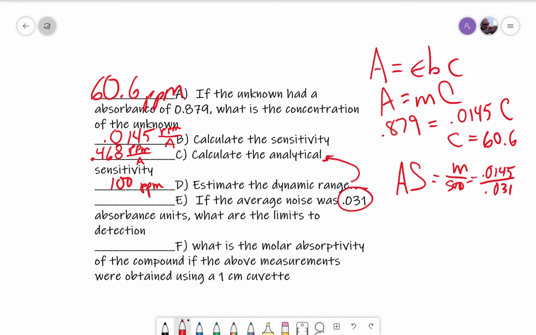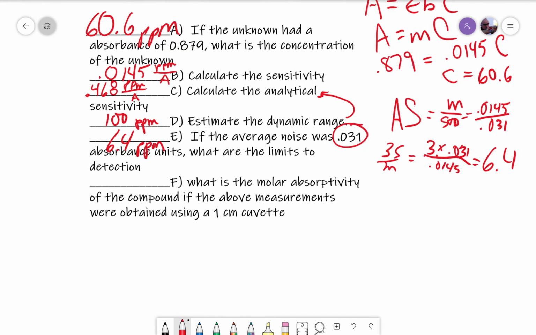If the average noise is 0.031, then the limit of detection would be 3 times the noise divided by the slope, or about 6.4 ppm.